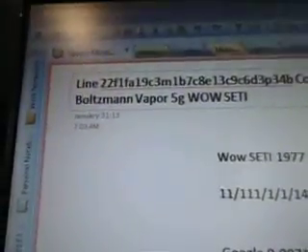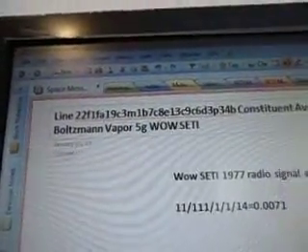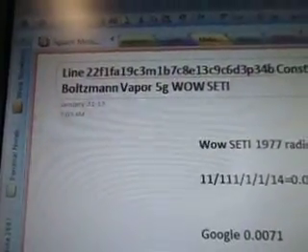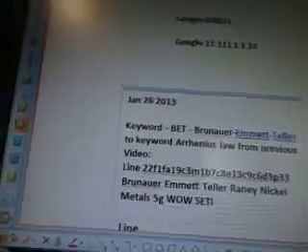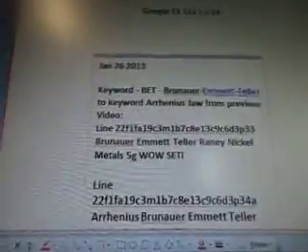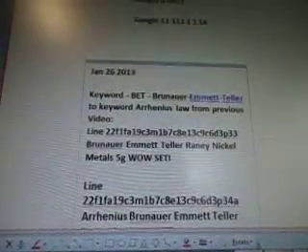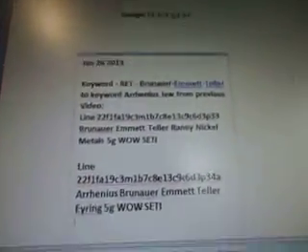284C3M1b7C8E13C9C6D3p34b. Line 22f1fa19C3M1b7C8E13C9C6D3p34 Constituent Avogadro Boltzmann vapor 5G Wow Seti. So this is the alien radio signal, and this is constituent particle, Boltzmann constant, Avogadro constant, water vapor, long distance communication, deep space device from well data is what we're covering in this particular video.